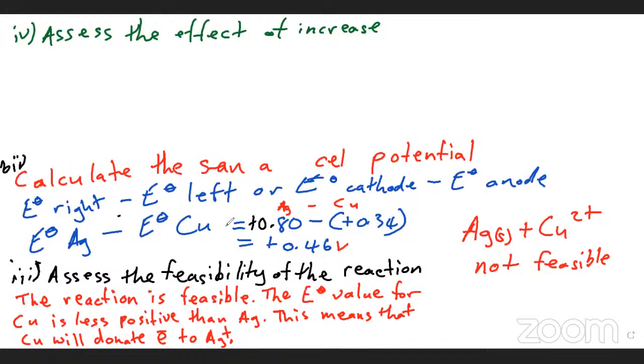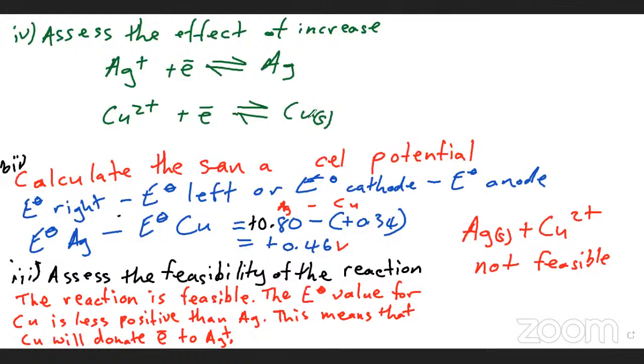Yeah. So the reason why this reaction is feasible between solid copper and Ag+ is that copper is better at giving up electrons. All right, let me just do this quickly. You would have Ag+ plus an electron. This is the half cell for silver. And then for copper, it would be this. All right. This equilibrium here is to the left, I mean, to the right. So this is to the right. This one is to the left.